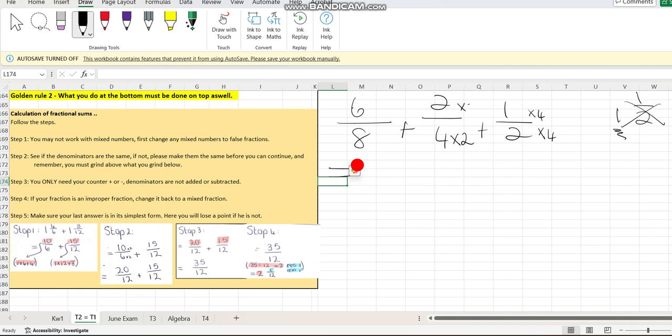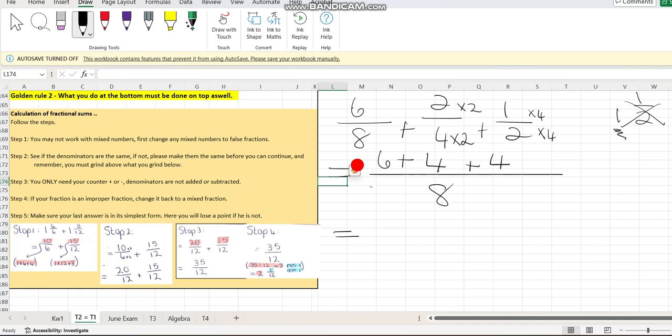And what you do on the bottom, you do on top. So if I say 4 times 2, it becomes 8. If I say 2 times 4, it becomes 8. You can write it in 3 different fractions, or you can put down 8 as your new denominator and then put your 6 down, plus 2 times 2 is your 4, plus 1 times 4 is your 4.